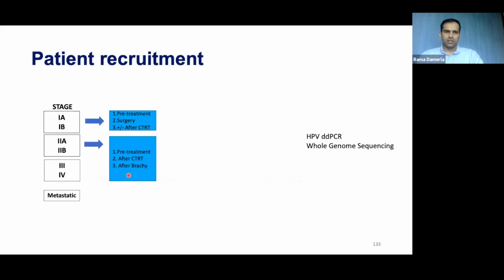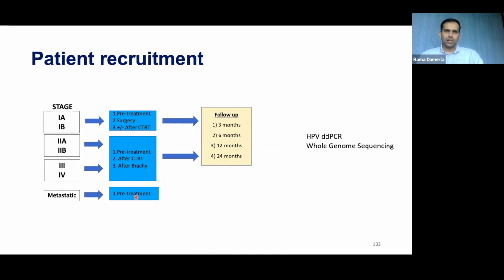There are different stages. If it is stage 1A or 1B, we take pre-treatment samples, after surgery and after radiation. If it is any of these other stages, then we take pre-treatment, after radiation and after brachytherapy. And if it is metastatic, we only take pre-treatment. And then we follow up these patients for 3, 6, 12, and 24 months.